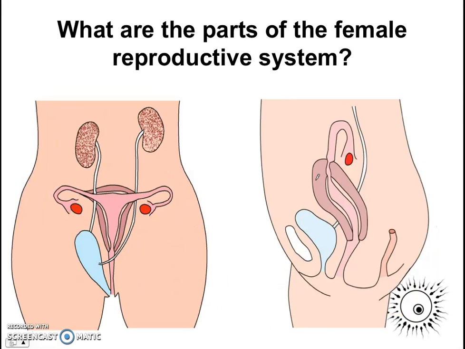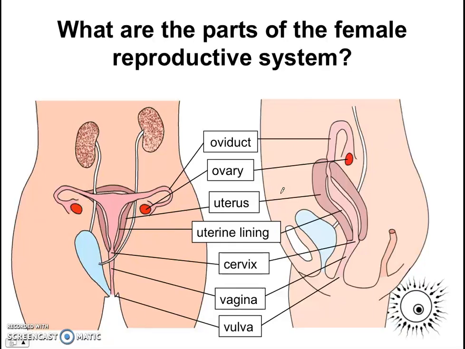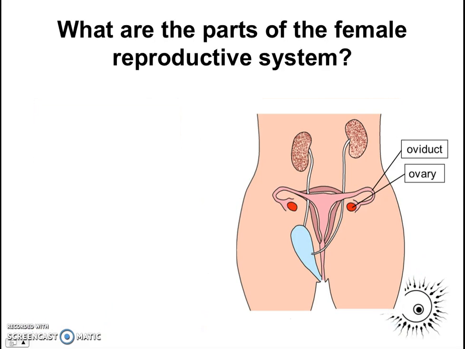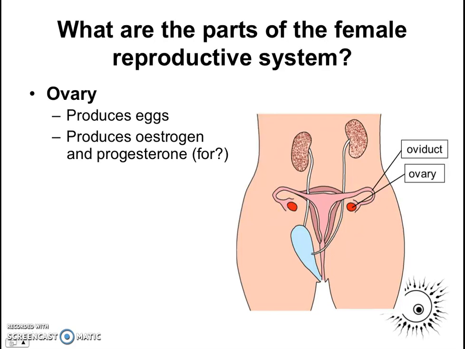Let's move on to the female reproductive system. Again, here's the front view and the side view, and the many parts that you will need to know. Let's go through them one by one. To begin with, the ovary, very important. The ovary is there to produce eggs, the female gamete. The ovary also produces the hormones estrogen and progesterone, which are important for pregnancy and also for the development of female sexual characteristics at puberty, like the enlargement of breasts.